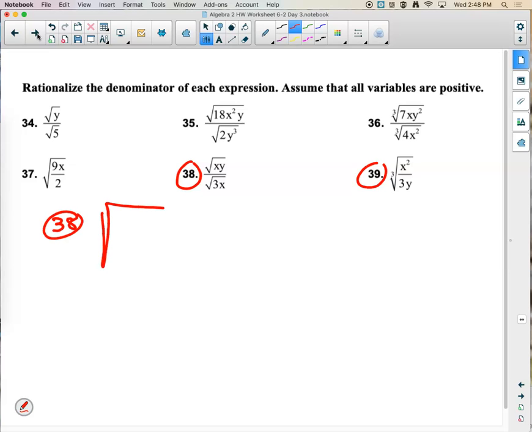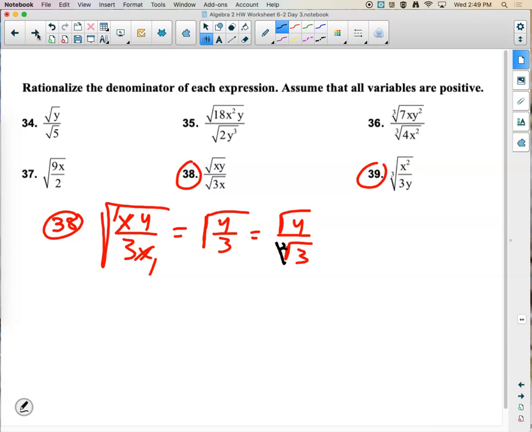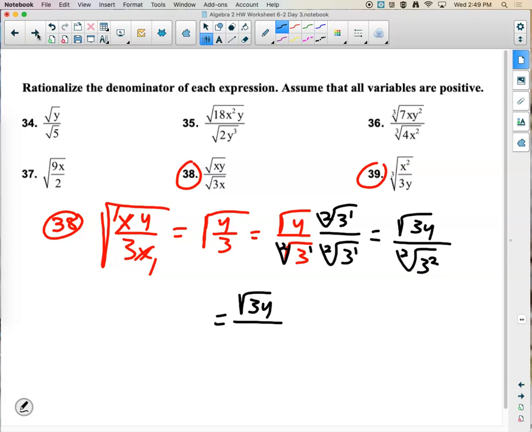So 38, again, think about that one big fraction and that you can cancel out the x's. So we'll have the square root of y over 3. Split it so that you can see the real problem here is that we have a square root of 3 in the denominator. And that square root of 3, remember, has that little invisible index of 2. So we have to make sure its power matches that index. So that means we're going to need another square root of 3 to the first to make that happen. And whatever we do to the bottom, we have to do to the top. So in the denominator, we now have the square root of 3 squared, which is great because that's just 3. And on the top, we have the square root of 3 times y, which is the square root of 3y. And there it is. That's as far as we can go with that one. So that was number 38.